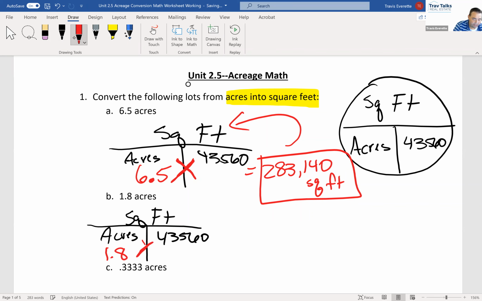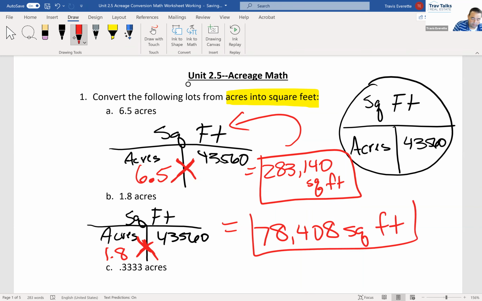Again, now that I have two numbers filled in the T-bar, I can go ahead and do my math. Since those two numbers are side by side, I know that's going to be multiplication. So 1.8 times 43,560 equals 78,408 square feet for that one. So 78,408 for that one.